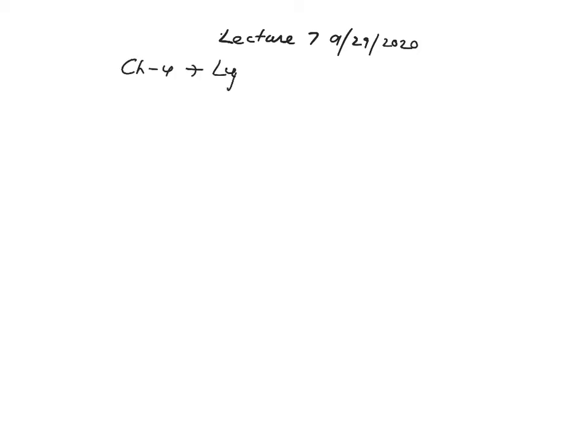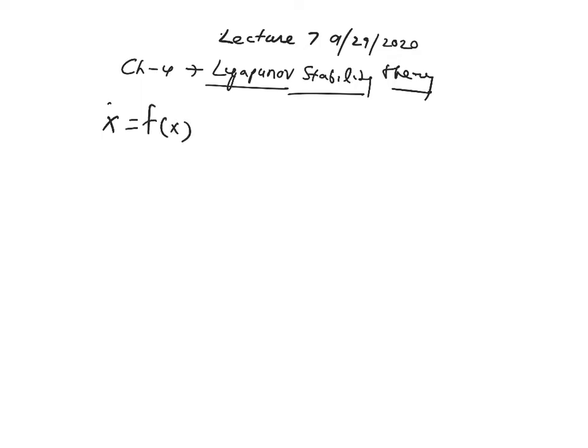Chapter 4, Lyapunov stability theory. We are trying to make a connection between stability of nonlinear systems. We are dealing with x dot equals f of x type of systems. When can we say this system is stable, asymptotically stable, globally asymptotically stable, or unstable? Those are the things we are trying to address.